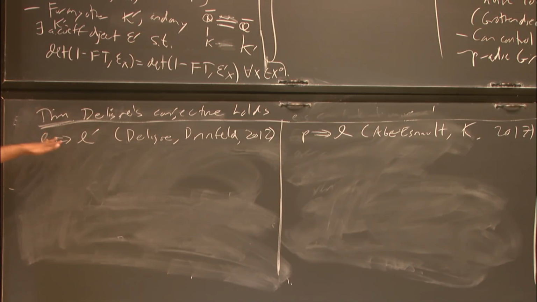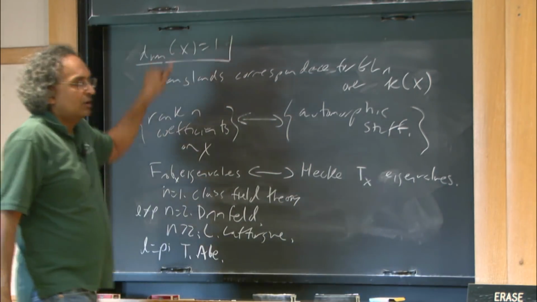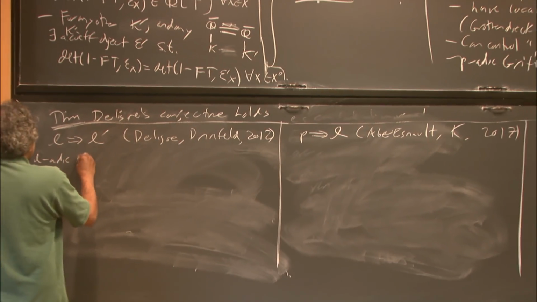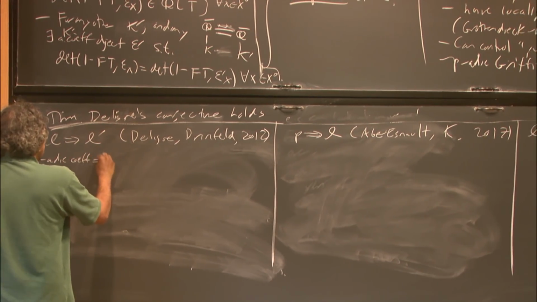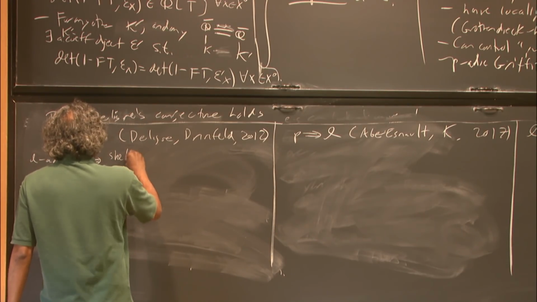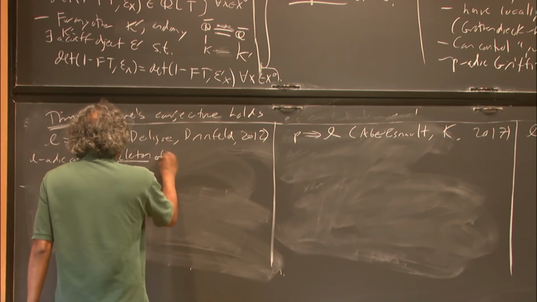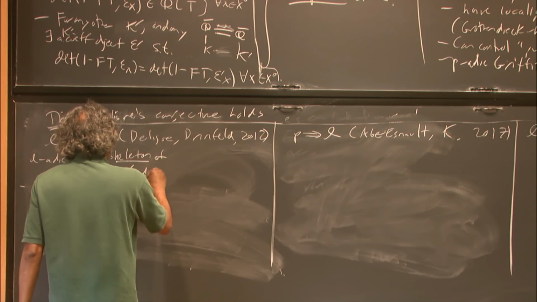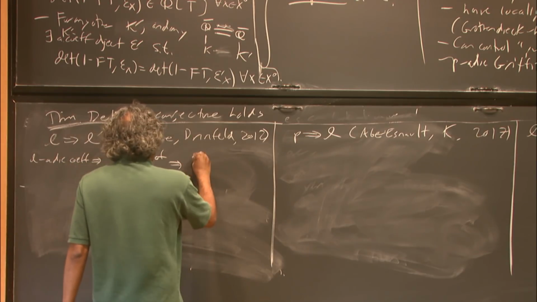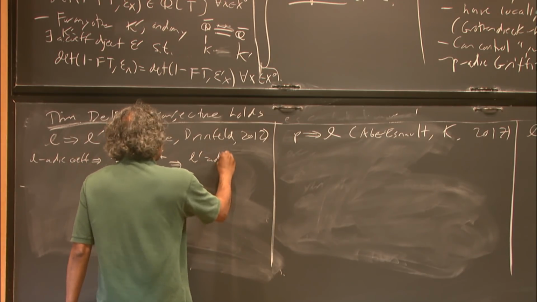So these all use the same basic idea. The basic idea is that we only know anything about curves. So the general strategy is to go from an L-adic coefficient to what's called a skeleton of L'-adic coefficients, and then from there to get to an L'-adic coefficient.